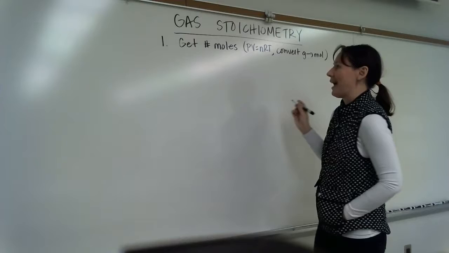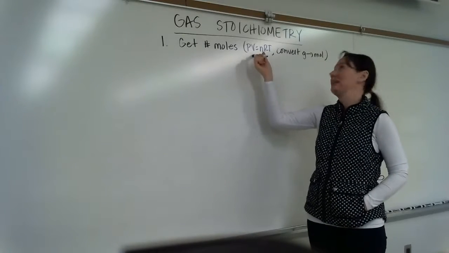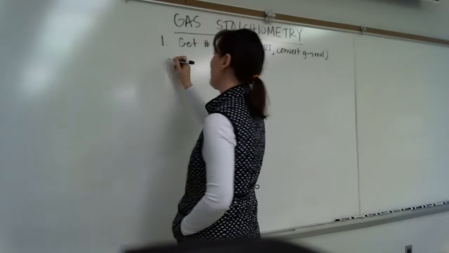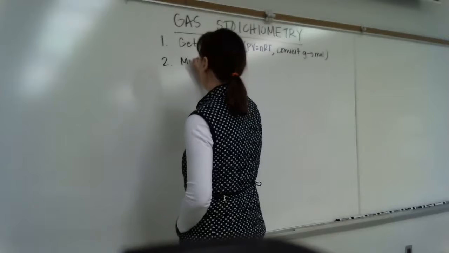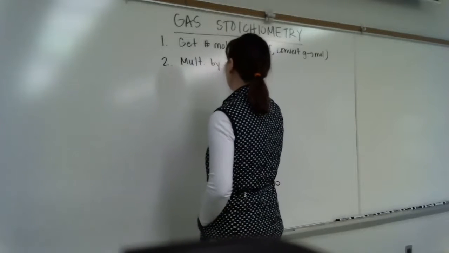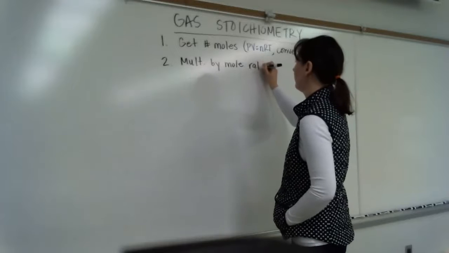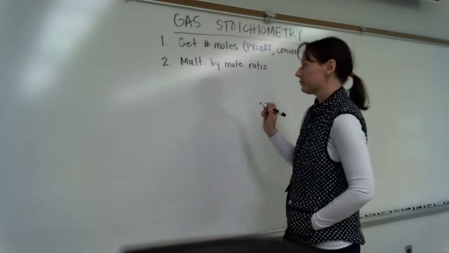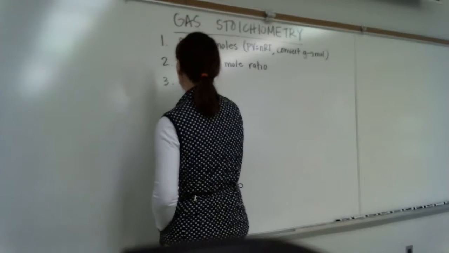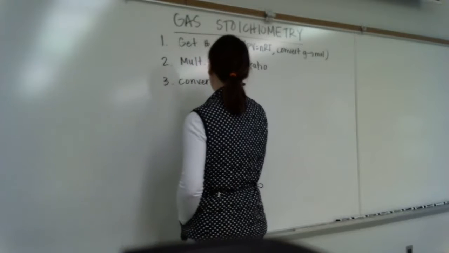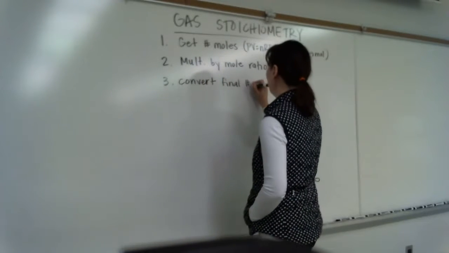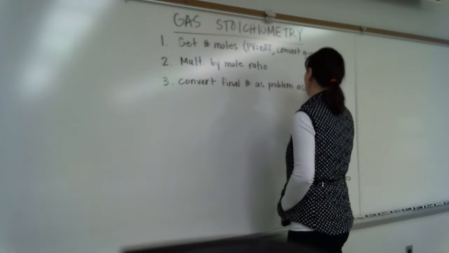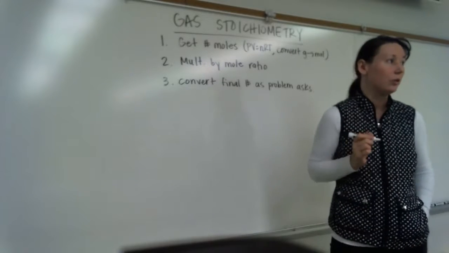Of course, if we're talking about the gas phase, the ideal gas law is obviously more likely than the mass in grams, because gases are not solids, right? And then step 2 of any stoichiometric problem is multiply by the mole ratio. Where do you get that mole ratio? From the balanced chemical equation. And then you would convert to the final number as the problem asks. So whatever the problem asks you to do, you do it, right?